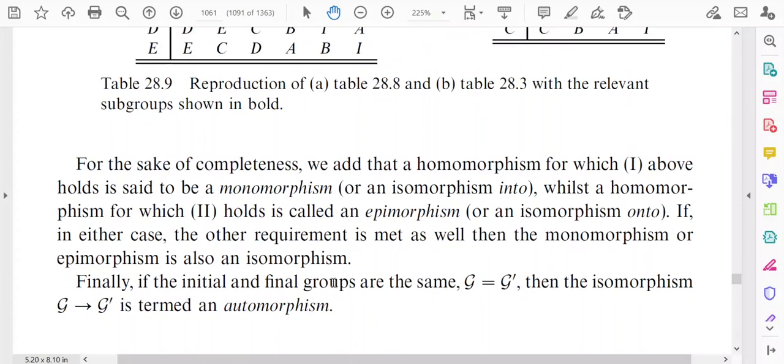So I think you have understood the concept of isomorphism and homomorphism. For further understanding, I request the viewers to go through the textbook Mathematical Methods for Physics and Engineering, and I thank you all for listening to this lecture.